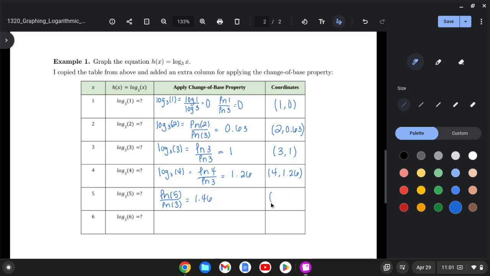So here our coordinates are 5, 1.46. And then log base 3 of 6 becomes natural log of 6 divided by the natural log of 3, which is approximately 1.63. And so our last coordinate is going to be 6, 1.63.